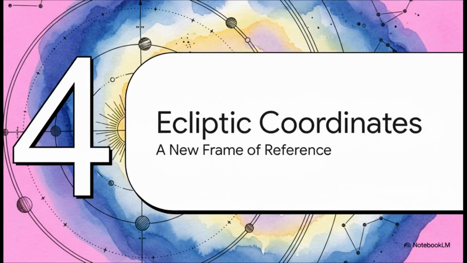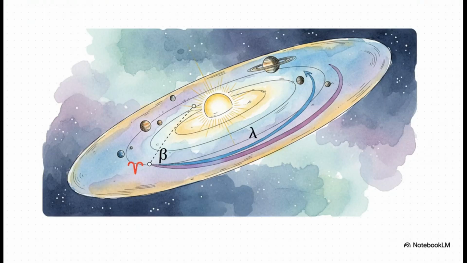All right, so now that we've defined this new fundamental plane in the sky, the ecliptic, we can do something really useful with it. We can actually build an entire coordinate system around it. This gives us a completely different way to map the positions of objects, one that's totally separate from the standard equatorial system. This new system, unsurprisingly, uses two main coordinates to locate any object in the sky: ecliptic latitude, which we denote with the Greek letter beta, and ecliptic longitude, which gets the letter lambda. So let's break down exactly what each of these means.